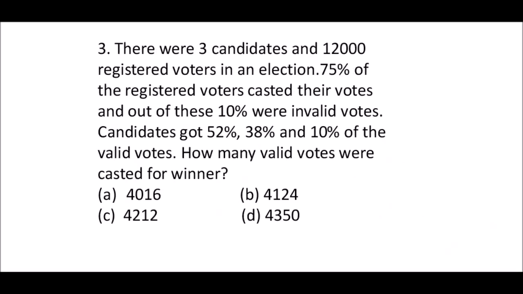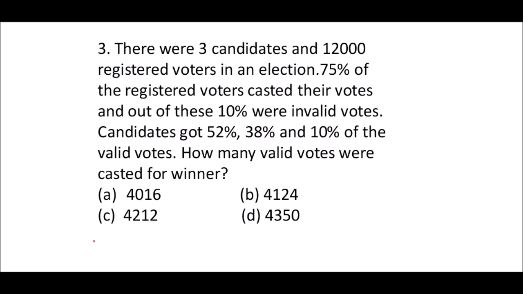The next problem is: there are 3 candidates and 12,000 registered voters in an election. 75% of the registered voters cast their votes, and out of these 10% were invalid votes. The candidates got 52%, 38% and 10% of the valid votes. How many valid votes were cast for the winner? Obviously, the winner is the one who got 52%. Therefore, we have to find how much he got.